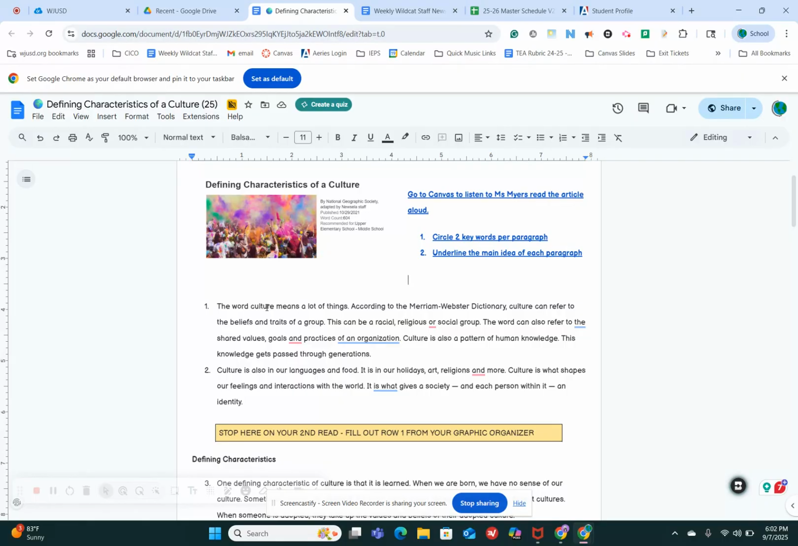All right, you're going to pause right here for just a second. Look back at those 2 paragraphs. Each paragraph, circle 2 keywords and underline your main idea.